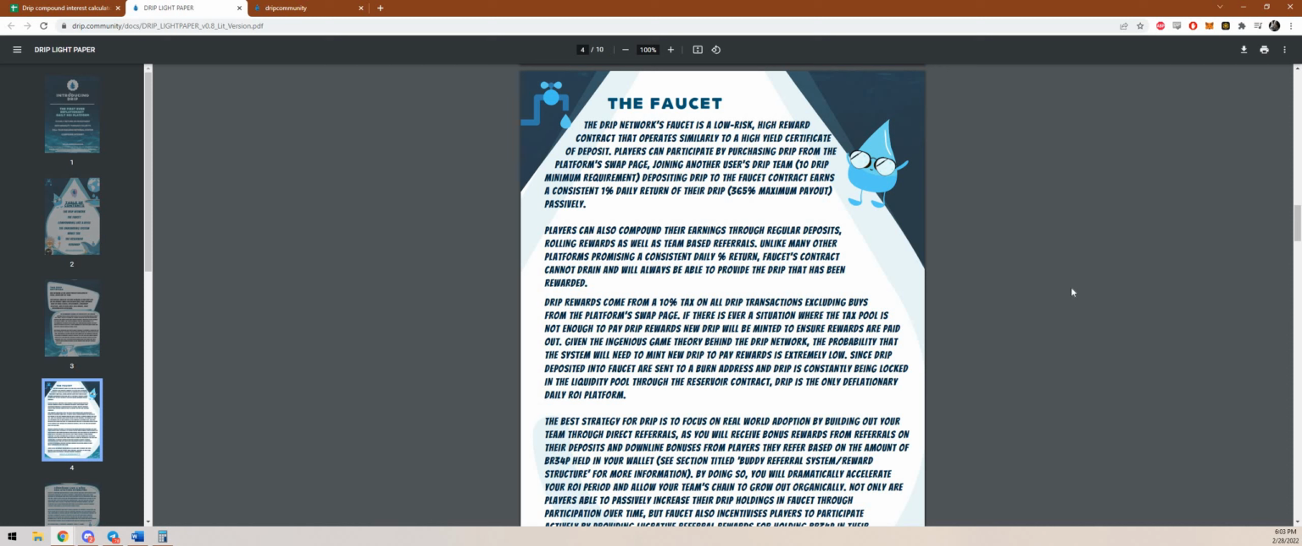So really what Forex Shark is trying to do is create a low risk, high reward contract. So what that means is your 1% is quite safe in its return per day. Now the price of drip can move, it can go up, it can go down, but you're always going to be getting that 1% of your drip total of your deposits.